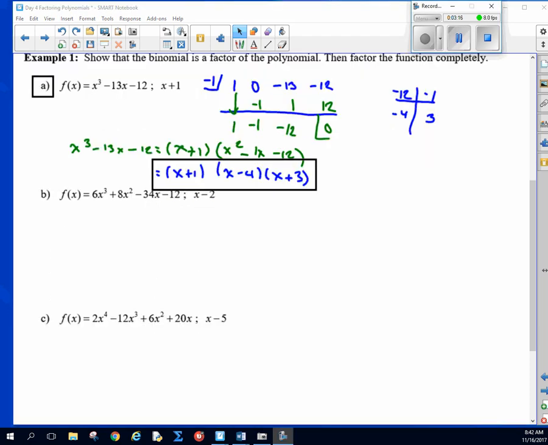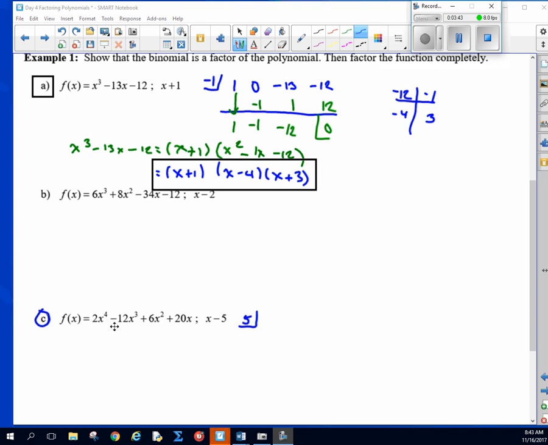I want to do one more of these so it makes sense to you. I'm going to do part C. So again, I want to show the binomial is a factor of the polynomial, then factor completely. To show that it's a factor of the polynomial, I'm going to do synthetic division. x minus 5 is my binomial factor, so 5, the opposite of this, goes in the box.